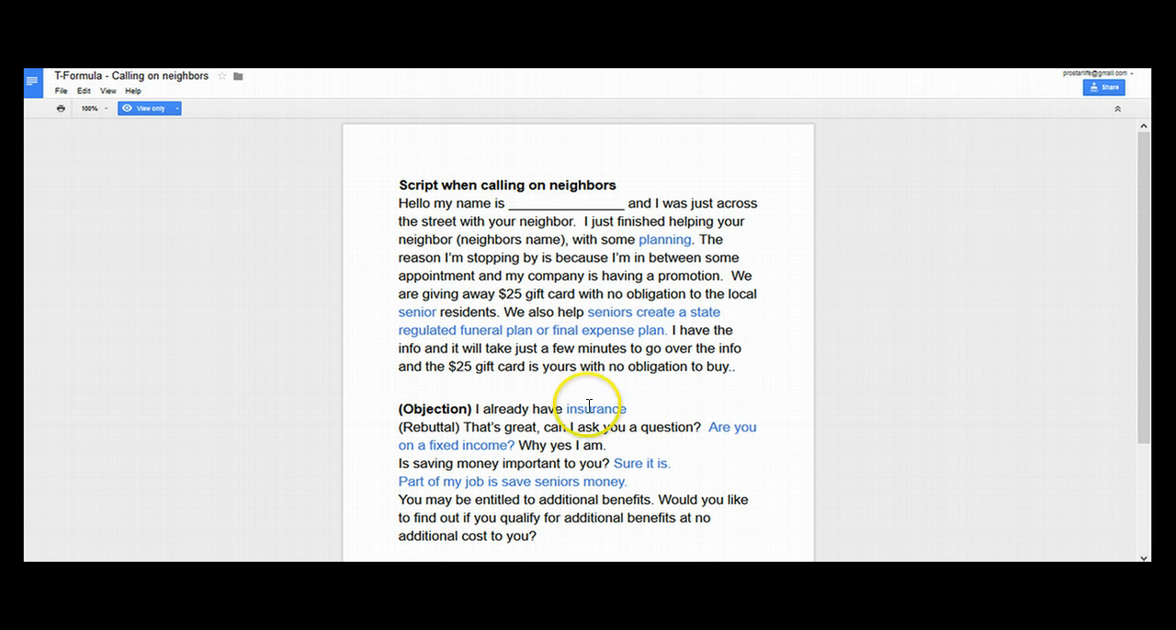That's it. Here's an objection. Again, cater this objection to whatever industry that you're in. I already have XYZ, so in Sam's case, I already have insurance. That's great. Can I ask you a question? Again, you want to cater this to your industry. Are you on a fixed income? Why, yes, I am. Is saving money important to you?